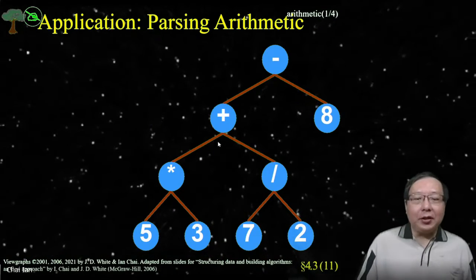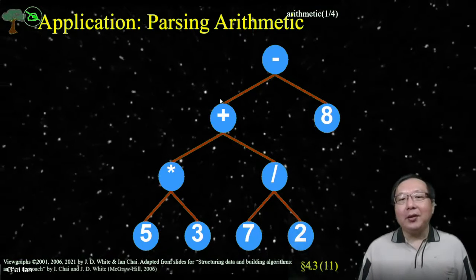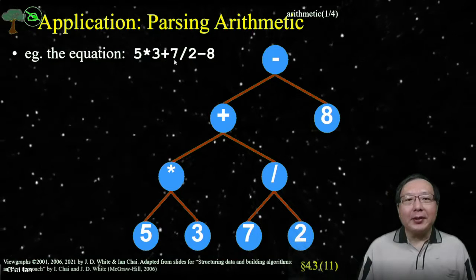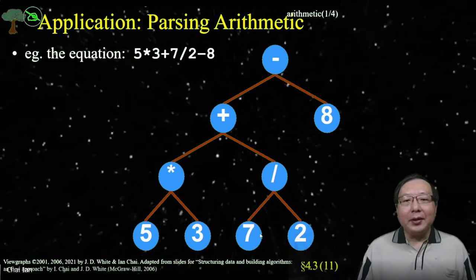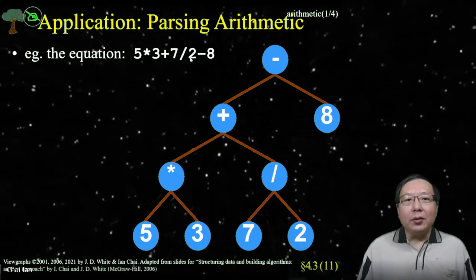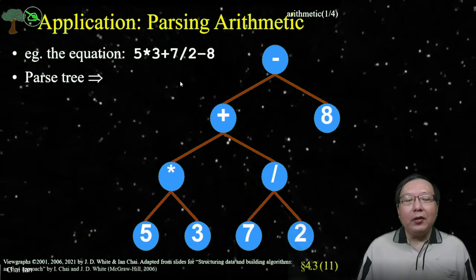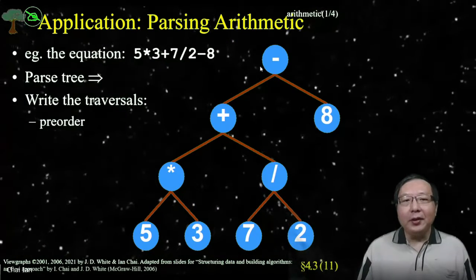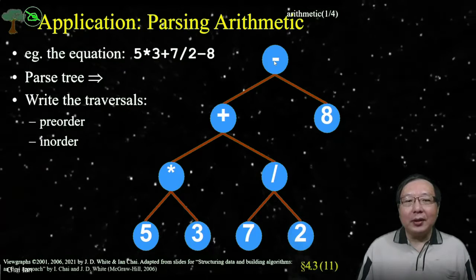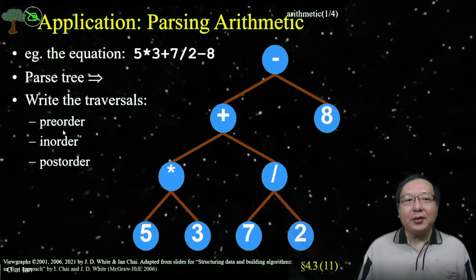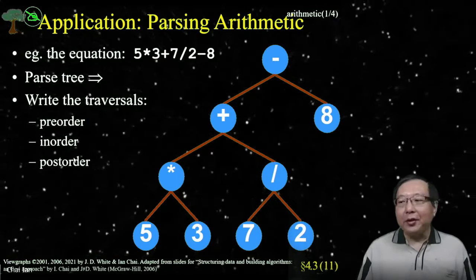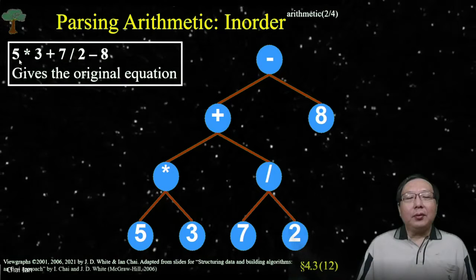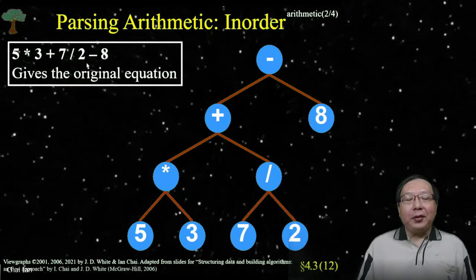So this is an application of trees in parsing arithmetic expressions. This equation, 5 times 3 plus 7 divided by 2 minus 8, will result in this tree. This is the parse tree, and we write the traversals like this. There are 3 different traversals: pre-order, in-order, and post-order, and we will show you each one by one. In-order actually gives you the original equation.